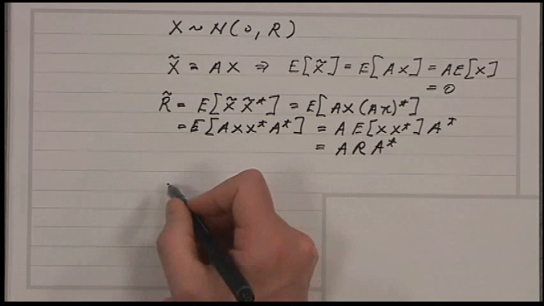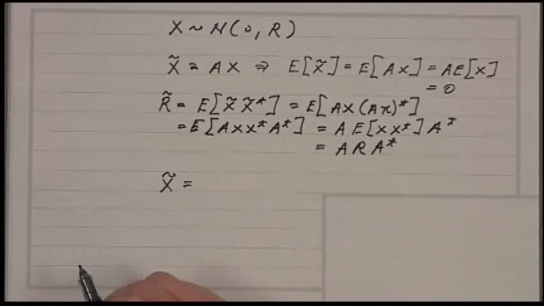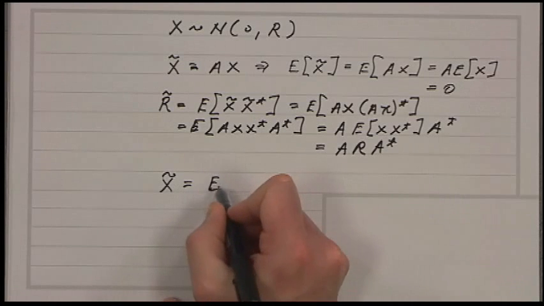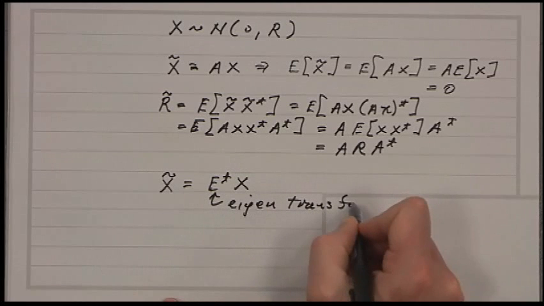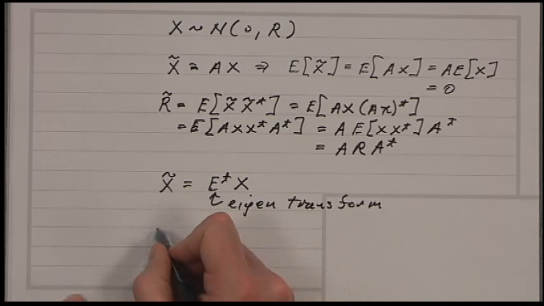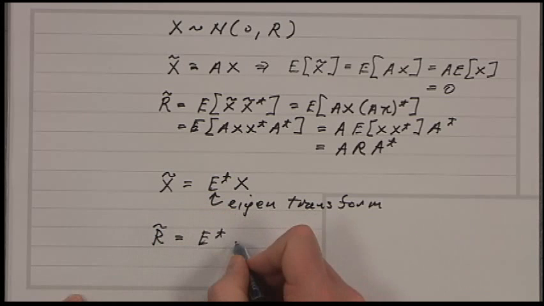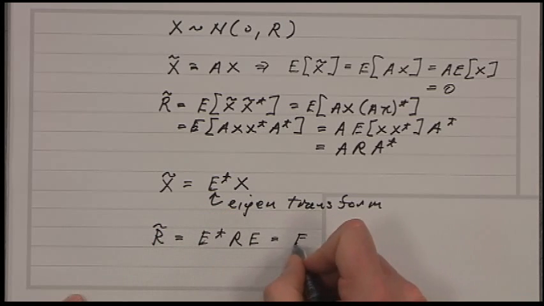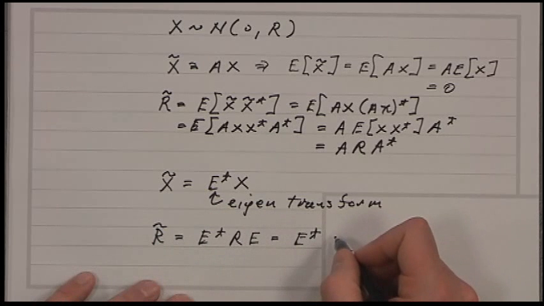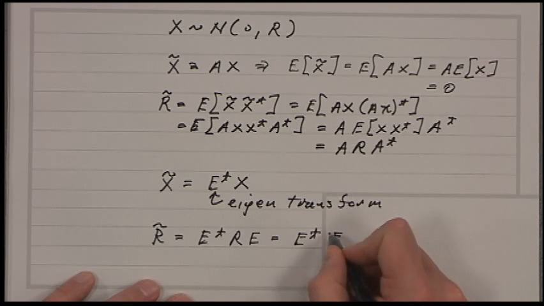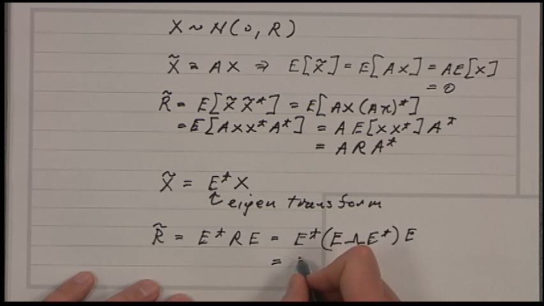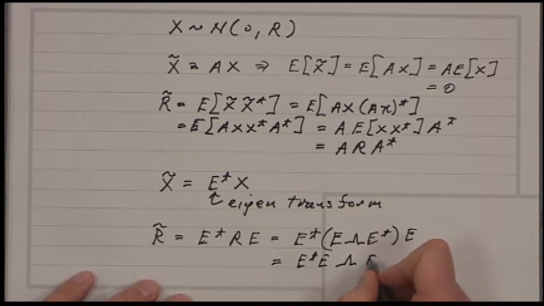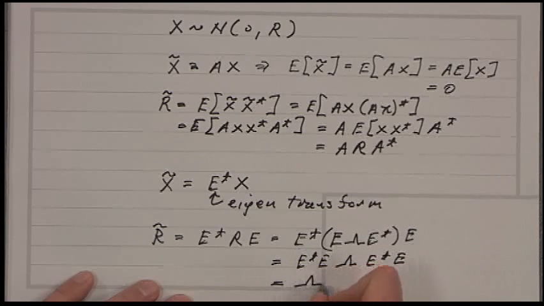Now, in the particular case here, if I take x tilde to be equal to E transpose x, where this is the eigentransform, then what happens is that R tilde here is going to be E transpose R E. So that's equal to E transpose, and R here is E lambda E transpose, times E. So that's equal to E transpose E lambda E transpose E, and that whole thing is just lambda.